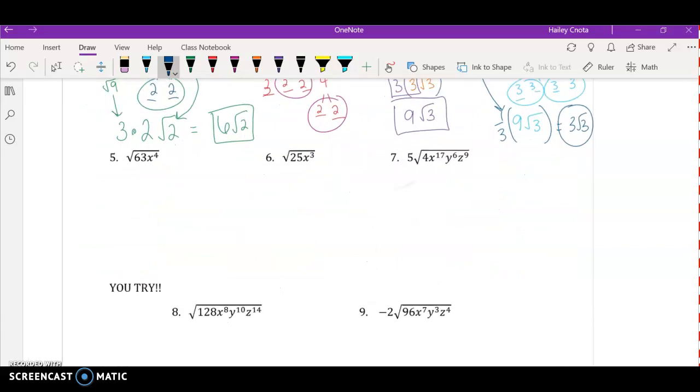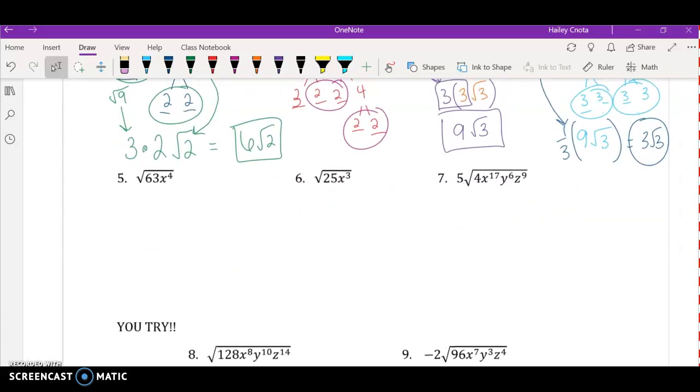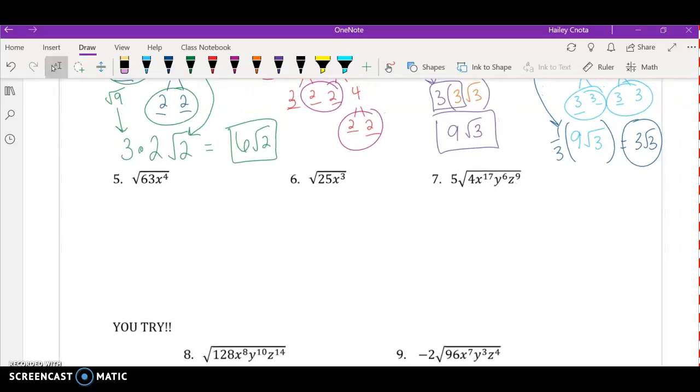Okay, now the difference on these ones is that you now have some variables. So first off, we're going to break down the numbers. So 63, I know that it's divisible by 9. It's actually 9 times 7. 7 is prime. 9 is 3 and 3, right? So we have a pair of 3's, which goes outside, and a lonely 7 that goes inside.